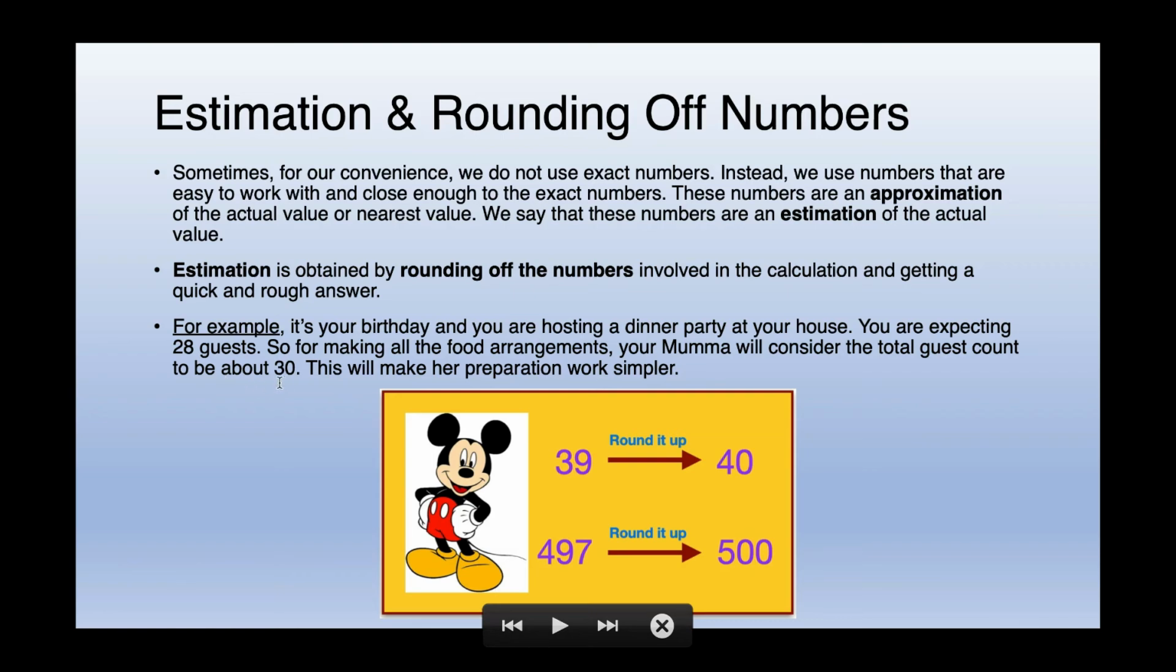So, the number 30 is near to the exact number 28, and 30 is a multiple of 10. It is easier to work with and the calculations would be faster. So, estimation and rounding of numbers helps us to make our task easier, and it makes our calculations simpler and quick.